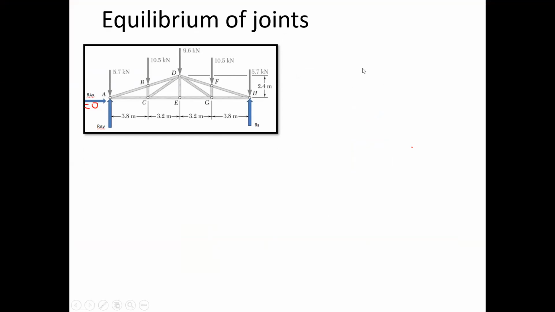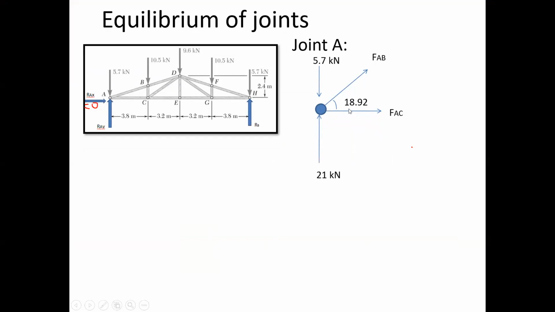So let us continue. We have to draw first the free body diagram for joint A. All of you will join the free body diagram for joint A. Here, I told you that whatever member forces we have, initially we will assume those forces are tensile in nature.